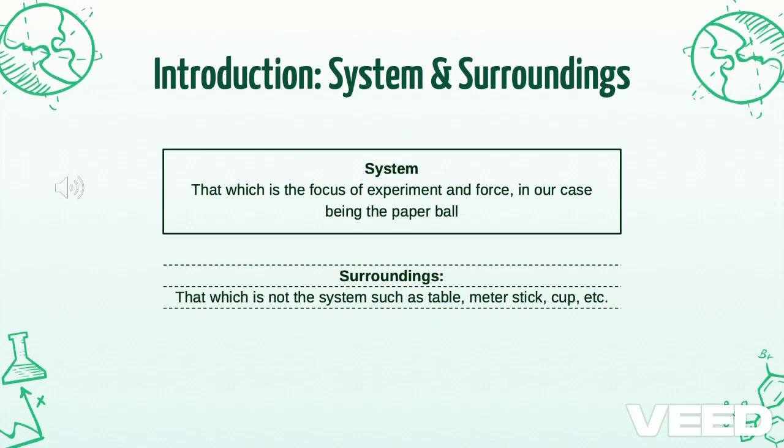In this experiment, both system and surroundings are present. Our system is the crumpled paper ball, being the experiment and force focus. Our surroundings include that which is not the system. This includes the table, meter stick, cup, etc.